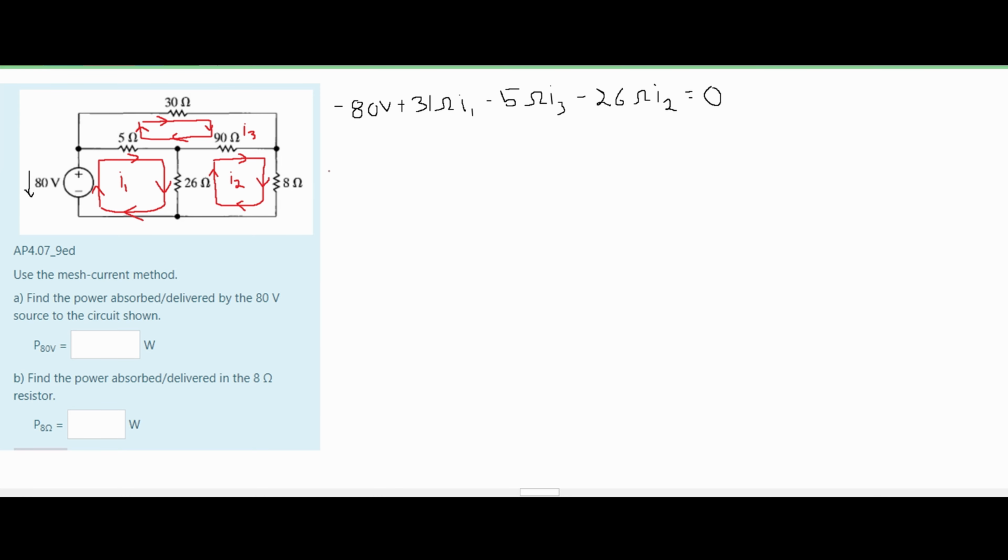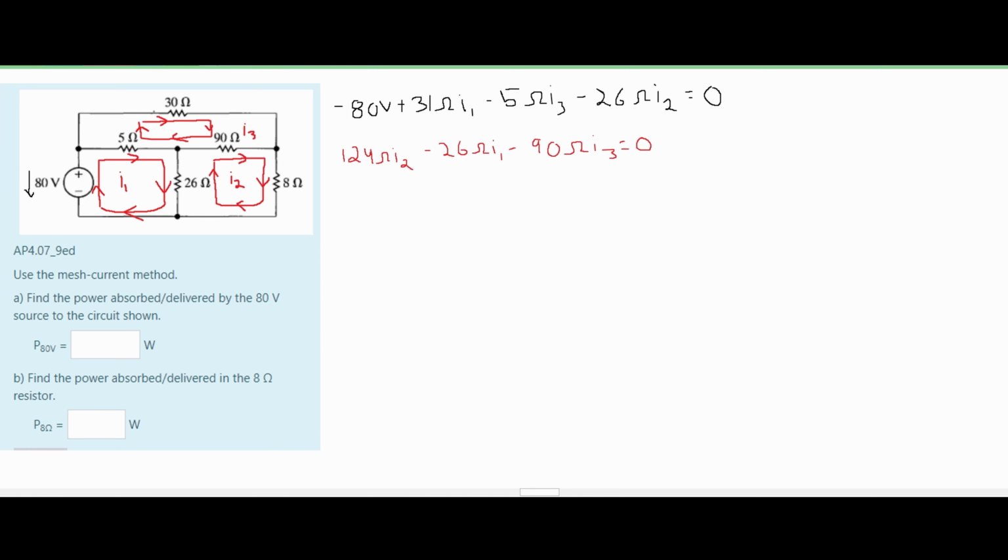Now we can look at the second equation. I'm going to do I2 in red. We just have resistors in here, so we're going to add all of them up. We're going to get 124 ohms of resistance, and this is for our I2. Our 26 ohms and our 90 ohms are in opposition from our I1 and I3, so we have to subtract these.